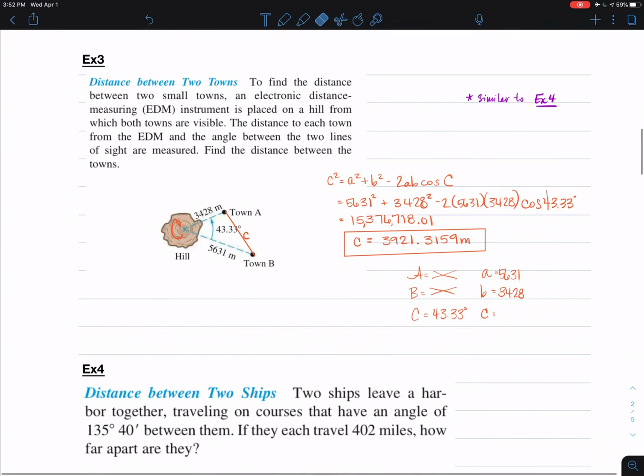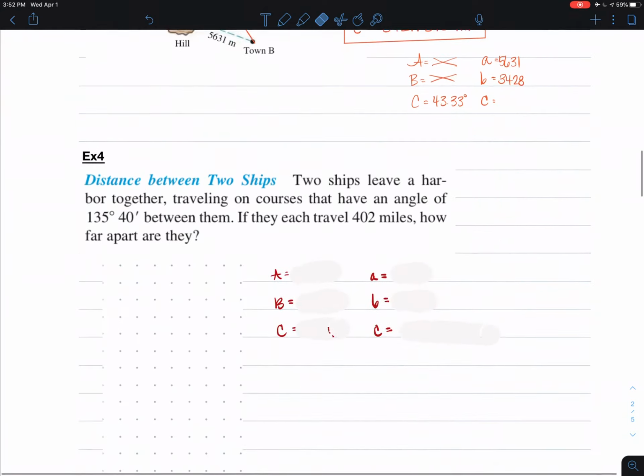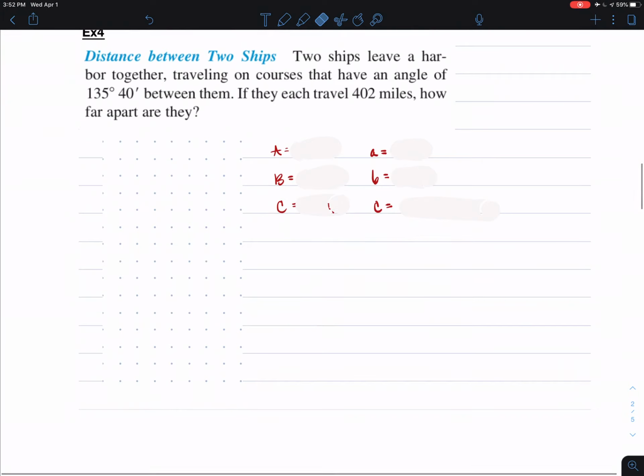All right, let's move on. Example number 3 has already been handed to you. It's very similar to example number 4, so I'm not going to work through that one. Let's work through example number 4. I wanted to draw this picture for you myself. It's much easier when I walk you through drawing the picture, so that's what I'm going to do for this particular example. So let's go ahead and start reading.